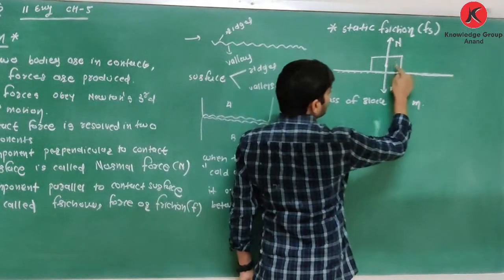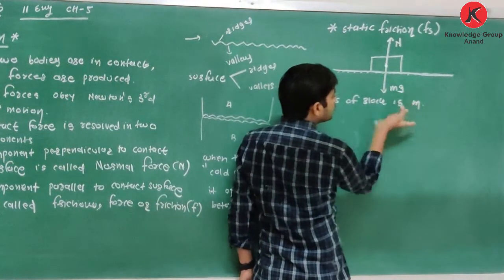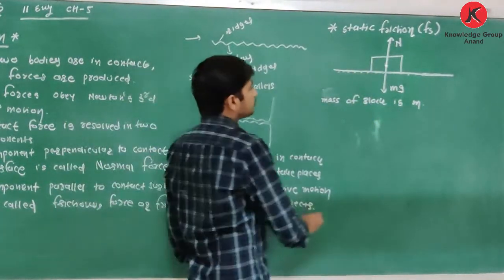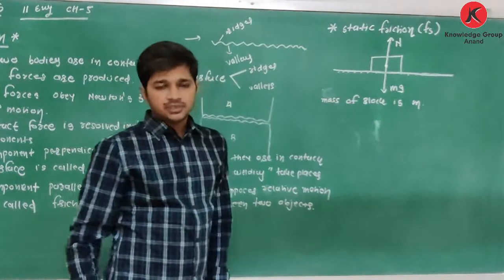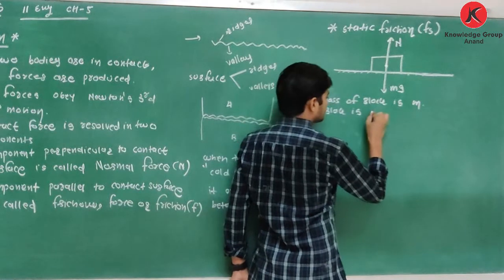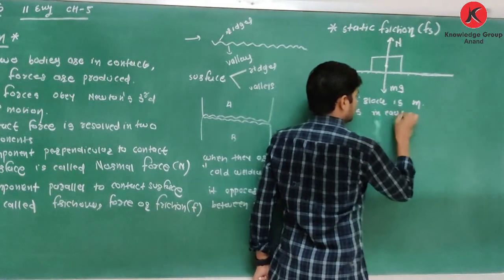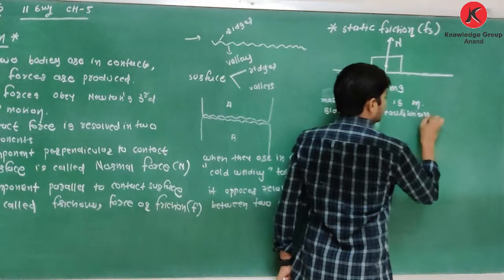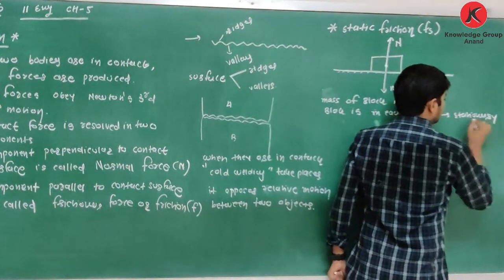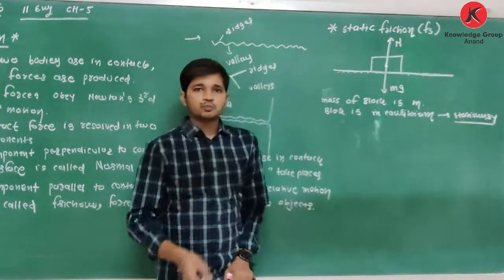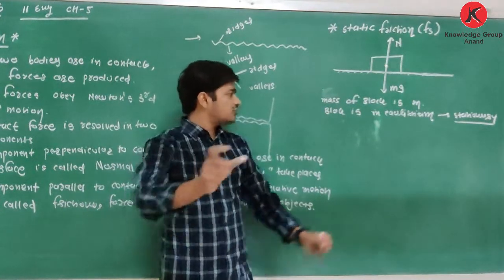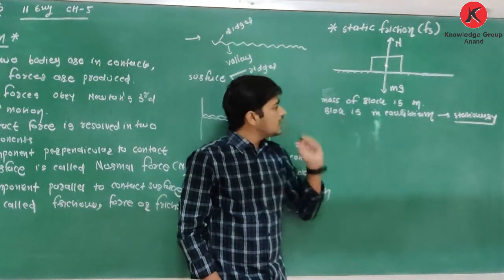Due to the block, the force acting on the table is mg. Due to the table, the force acting on the block is N. Clear about this? This block is in equilibrium, which means it is stationary. Equilibrium condition means two types of motion: first, stationary, and second, moving with uniform velocity. Here I have assumed it is in equilibrium condition.